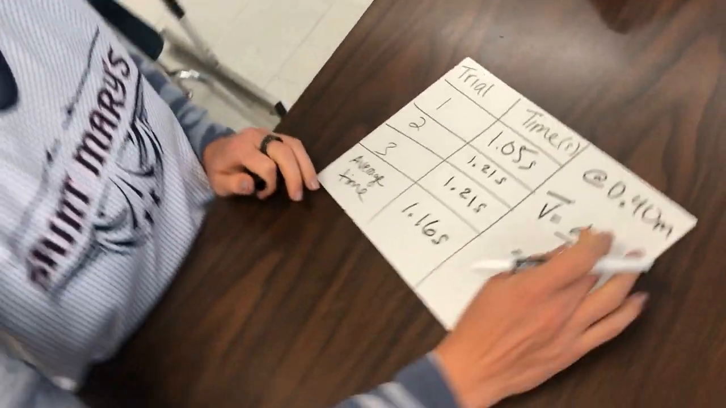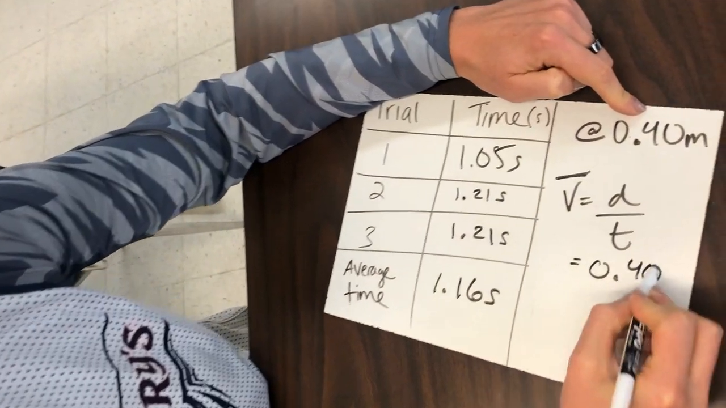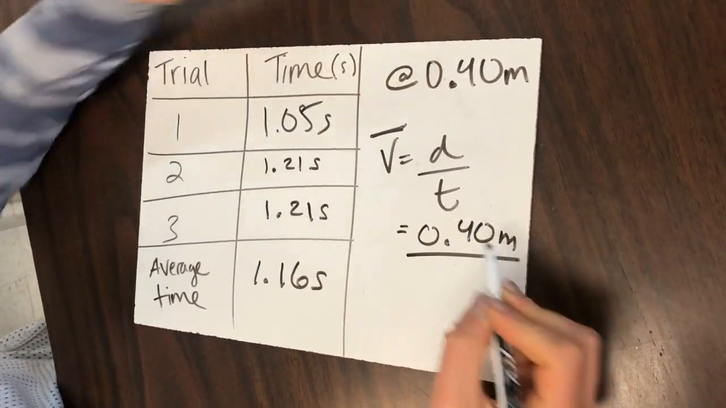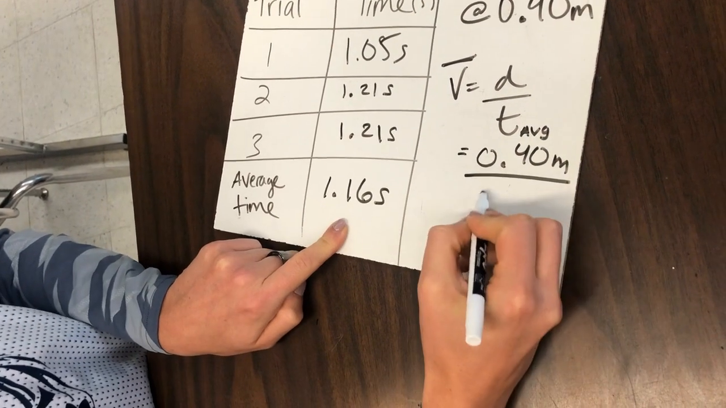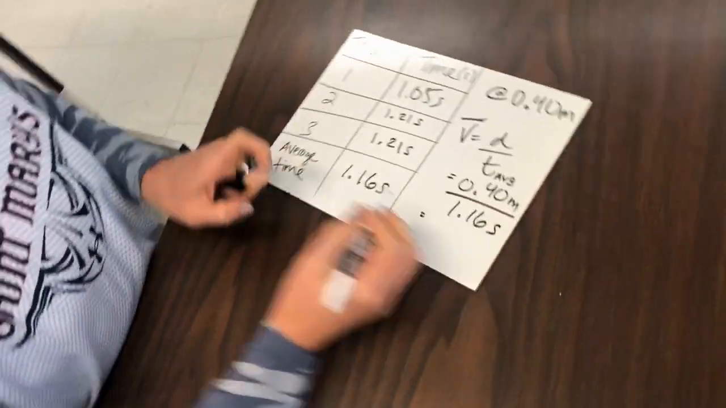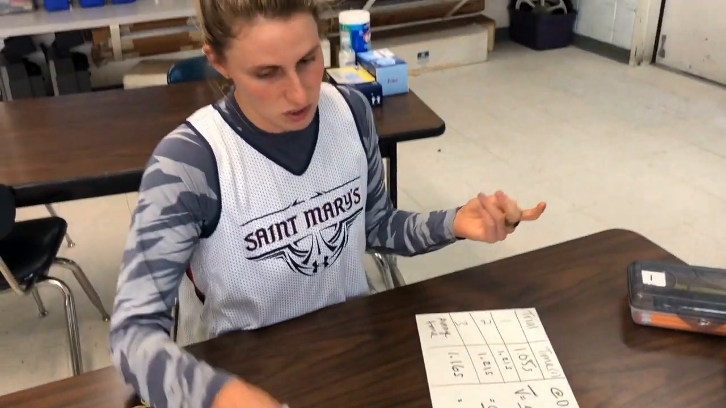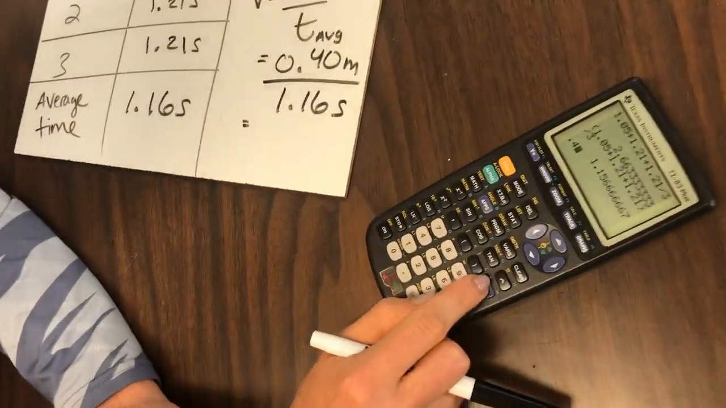Okay, so we can do this. So we're gonna say equals the displacement, which is this number right here, 0.4 meters. And I'm gonna divide it by my average time, which was 1.16 seconds. Now again, the reason that we have an average time down here is just because Miss Moore messes up. I don't know, she's not perfect. You're not the only one. Everybody messes up. For example, I got out of bed this morning.